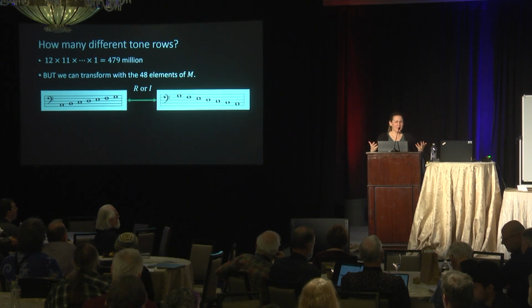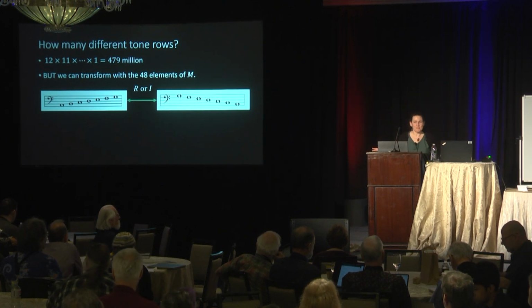I haven't checked. So that's a real issue, because now you can't just divide by 48. It looks as if you're going to have to go through all of these 479 million tone rows and work out who they're friends with, and that's not a calculation anyone wants to do.